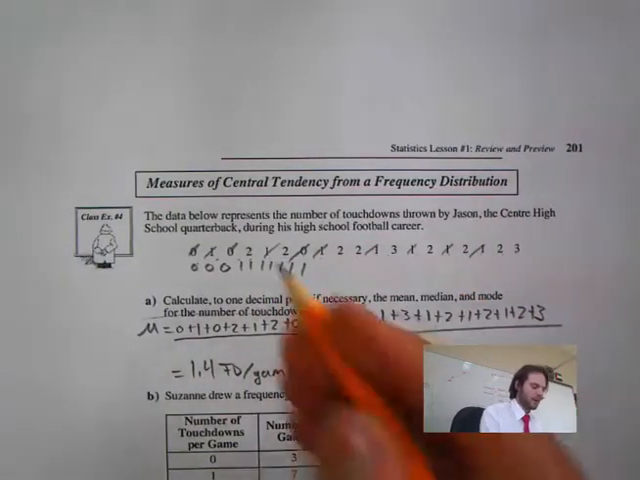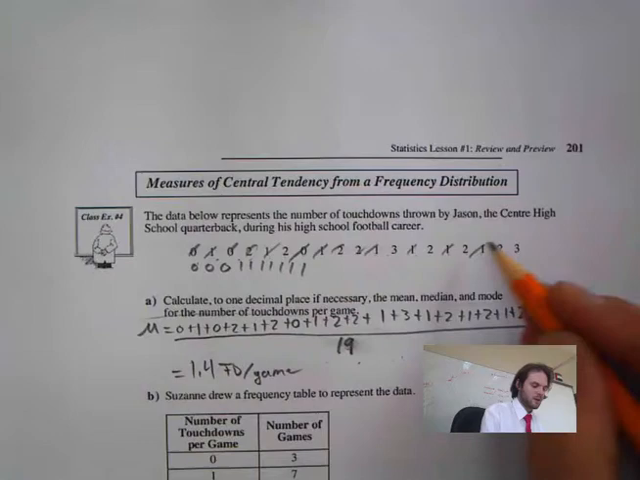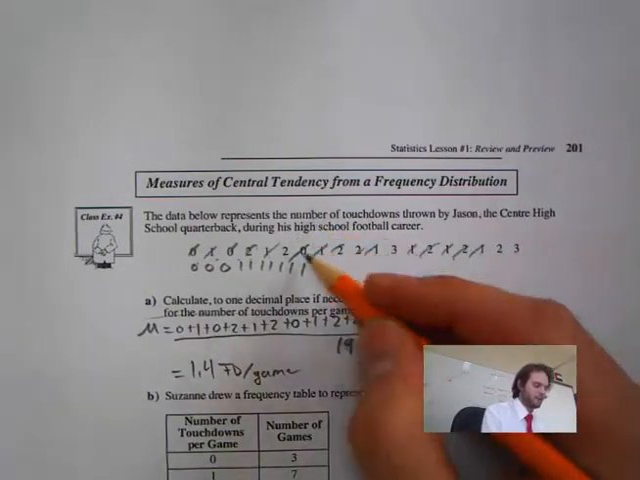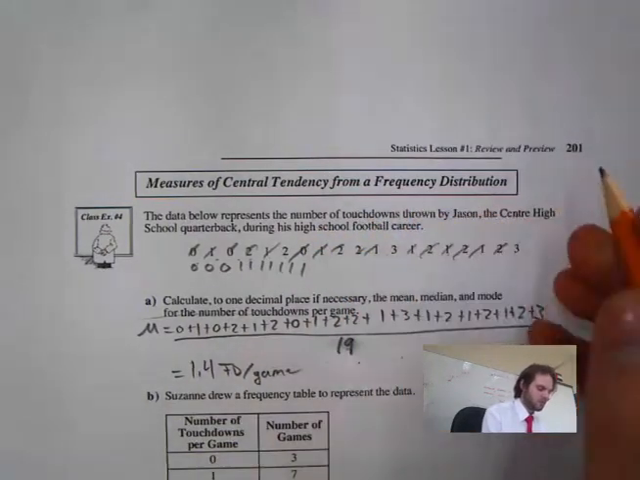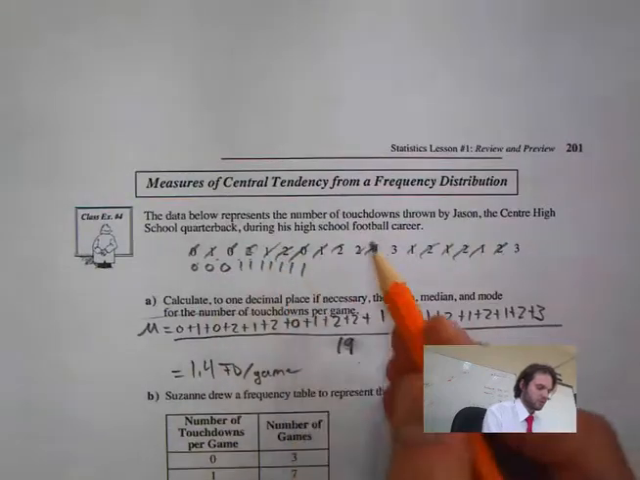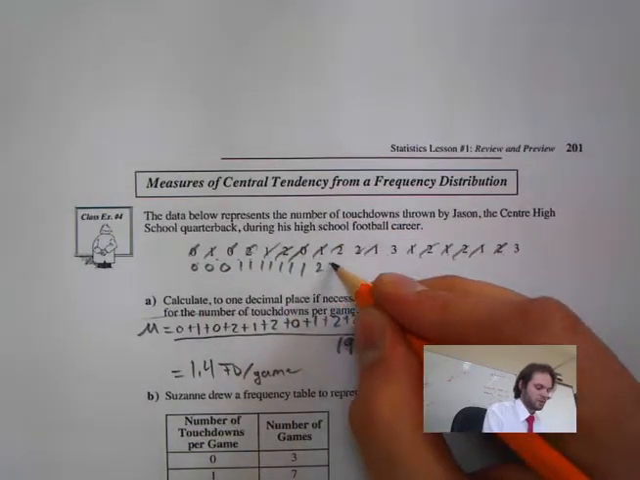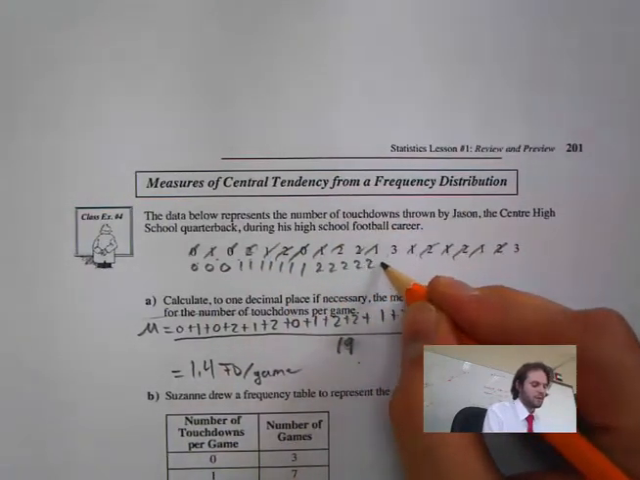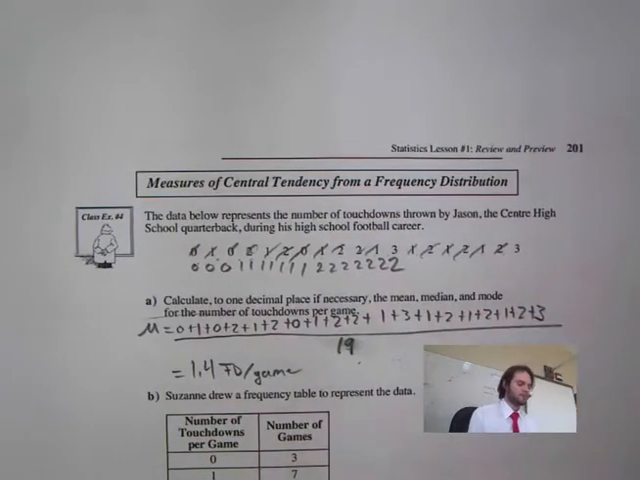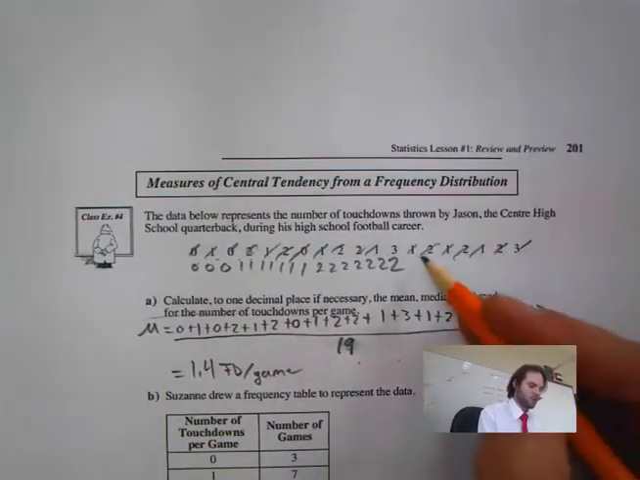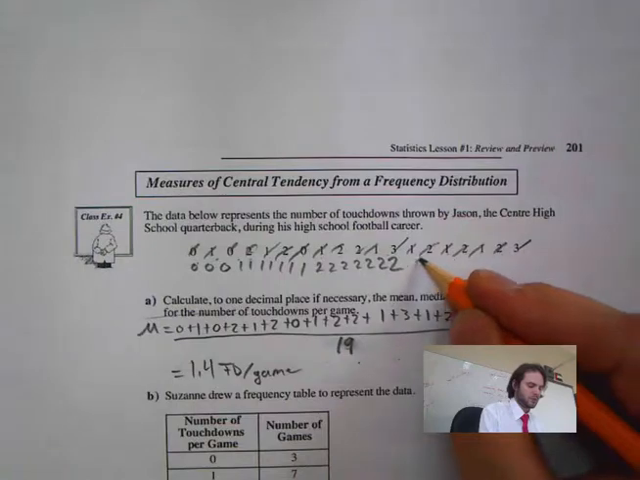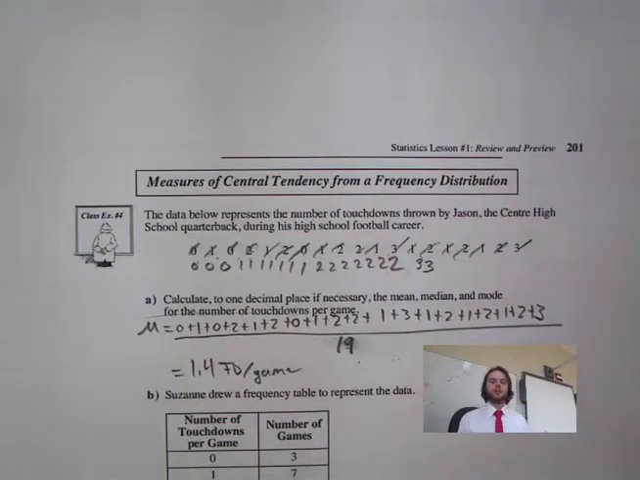Then how many 2s do I have? I have 1, 2, 3, 4, 5, 6, 7 2s. And how many 3s do I have? I only have 2 3s. So now, let's find the median.